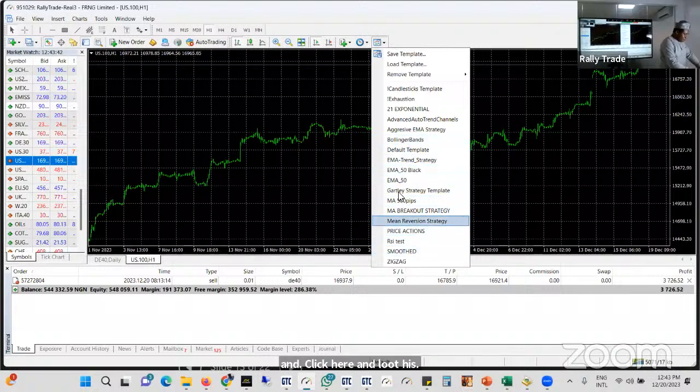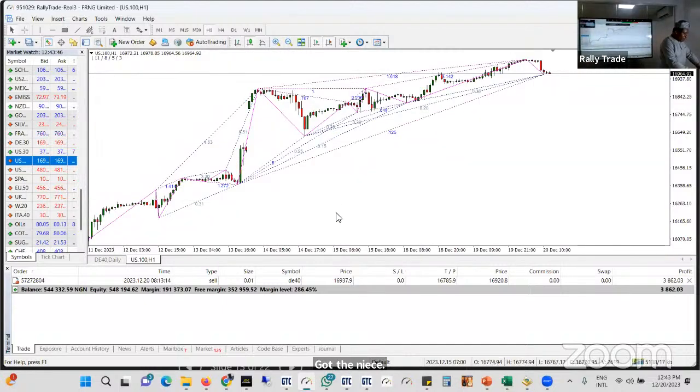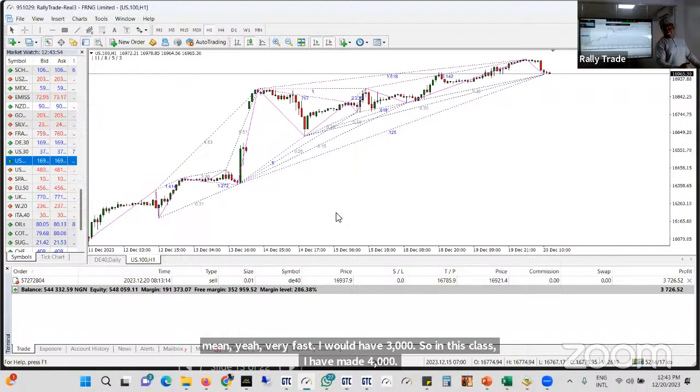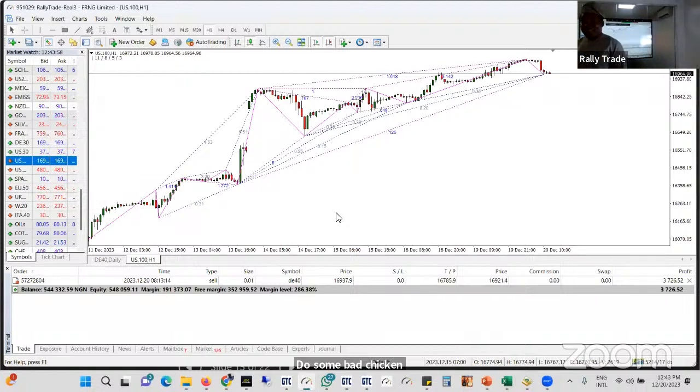Gartley. You have made another money. You are very fast. Another 3,000. So in this class, you have made 4,000. You will soon buy chicken. All of you just stay there. The man is capturing money very fast.